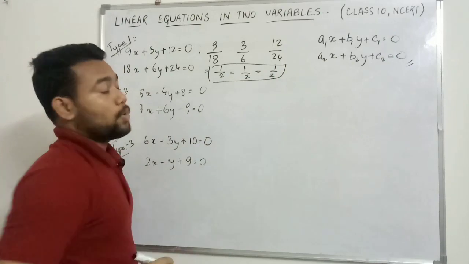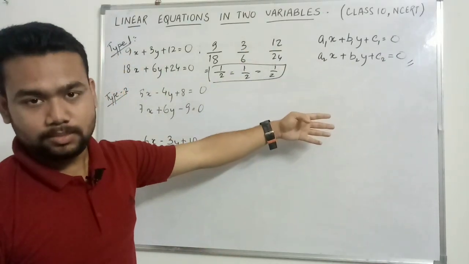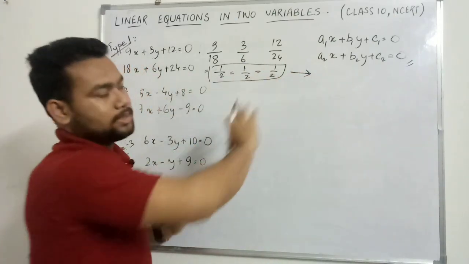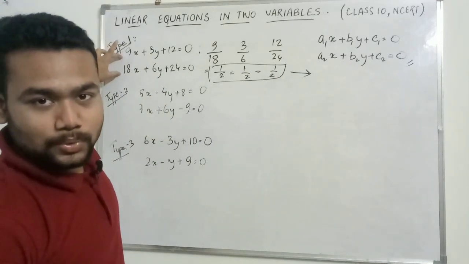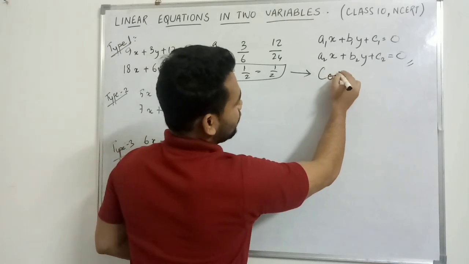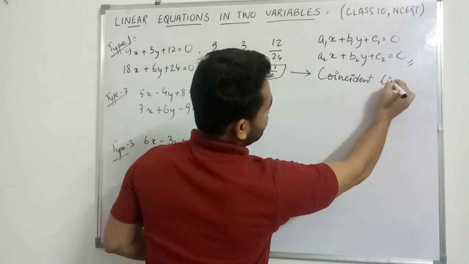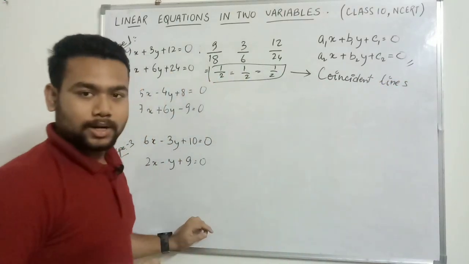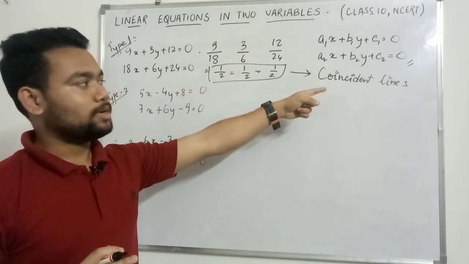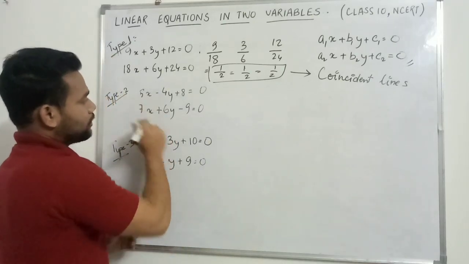Whenever you find the same ratios for the three, meaning the coefficients along with the constants, then we term these equations as coincident lines. Coincident lines. Whenever we have the three ratios equal, we term this as coincident lines. So let's check out the next one.